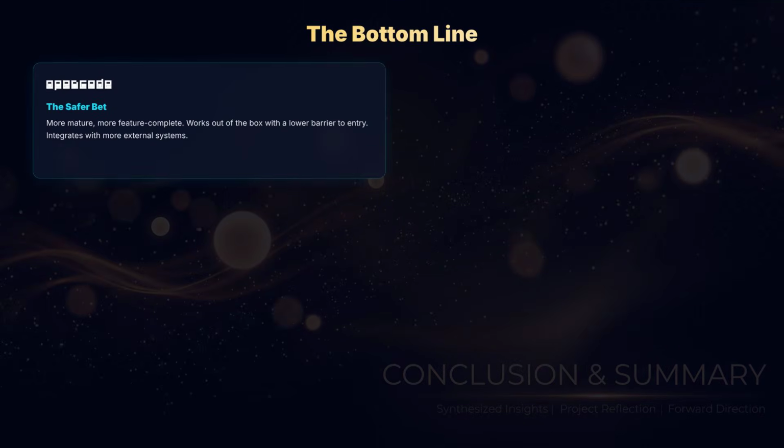Here's the honest bottom line. OpenCode is the more mature, more feature-complete product today. It gives you more out of the box, it integrates with more external systems, and it has a lower barrier to entry. For most developers who want an open-source AI coding agent, OpenCode is the safer bet.